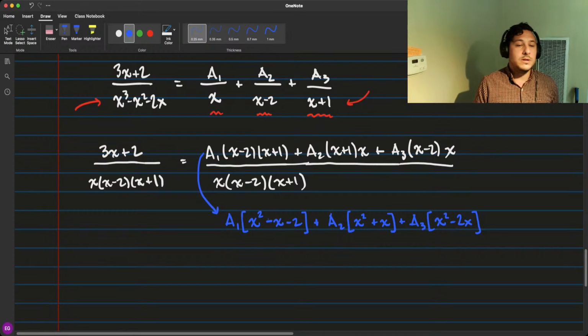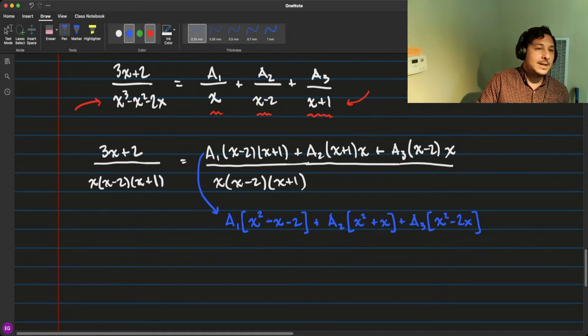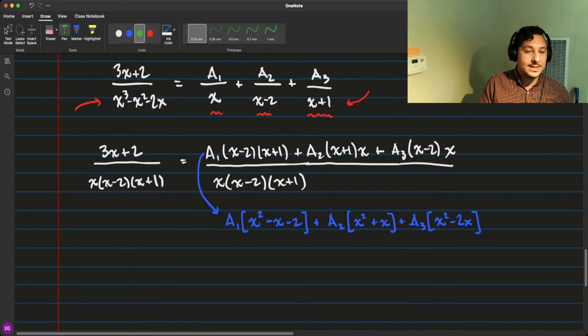Okay, so now what you notice is that you can gather, say, all of your x squareds. So does it make sense? You're going to have a1 times x squared plus a2 times x squared plus a3 times x squared, which means I can factor out, I'm going to have a1 plus a2 plus a3 times x squared.